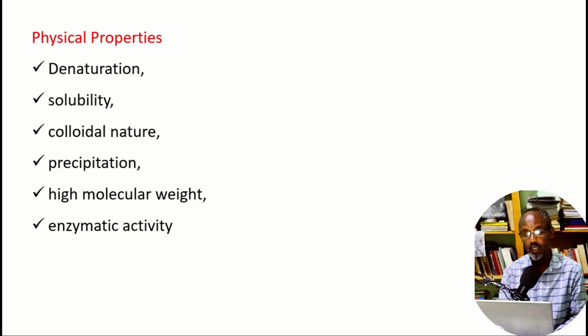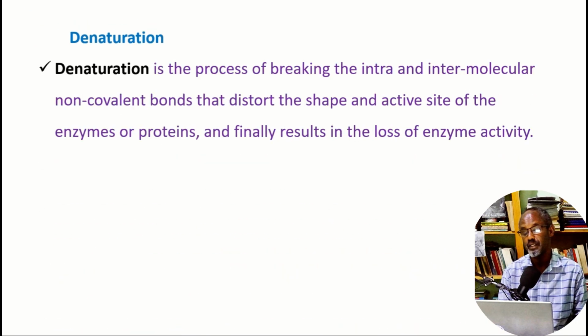When it comes to physical properties, again, repetition: denaturation, solubility, colloidal nature, precipitation, high molecular weight, and enzymatic activities, biological catalyst. The fact that they are biological catalysts is also included under physical properties here. And denaturation is the process of breaking the intra- and intermolecular non-covalent bonds that distort the shape and active site of the enzymes or proteins. You see, denaturation.